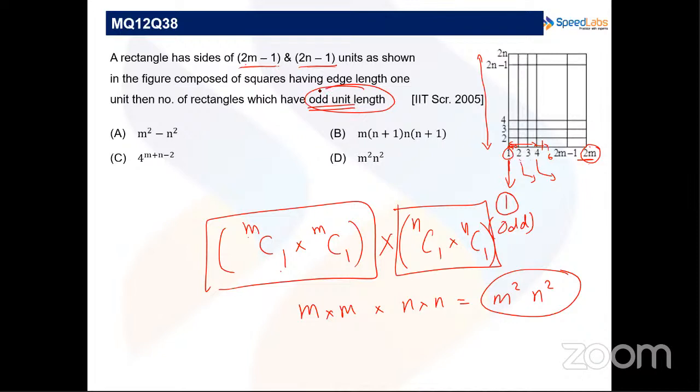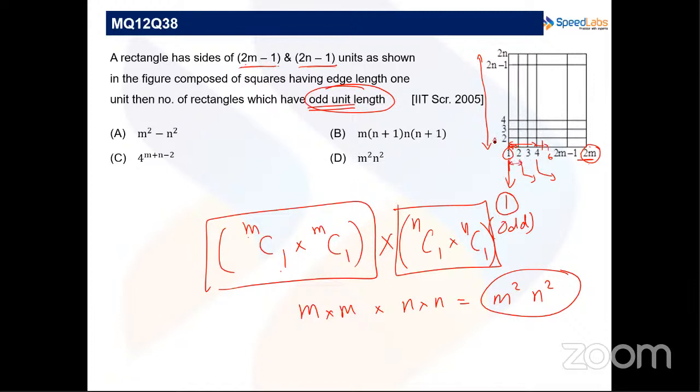How are we going to select an odd unit length? If you are taking it by the numbers, then out of these 2m numbers, we have to select the two values whose difference should be odd. So if one value is odd, then the other value should be even. Then only the difference is odd, and that difference will give us the length.